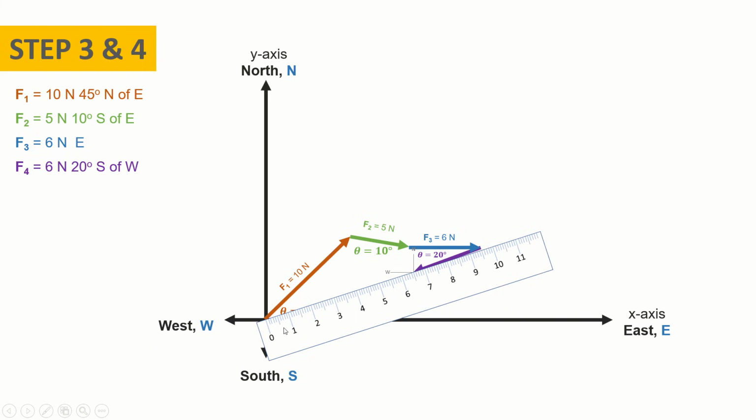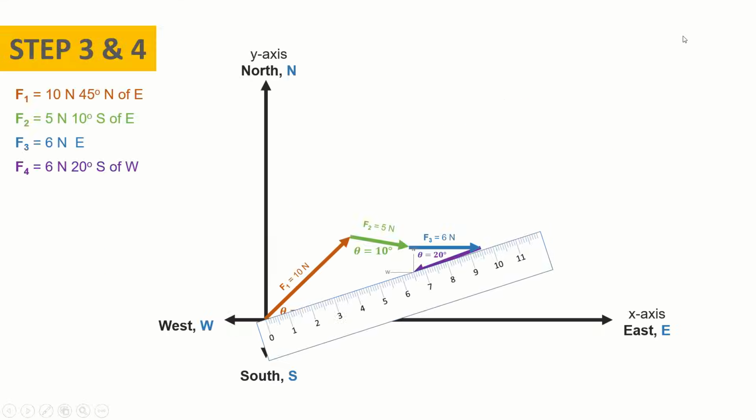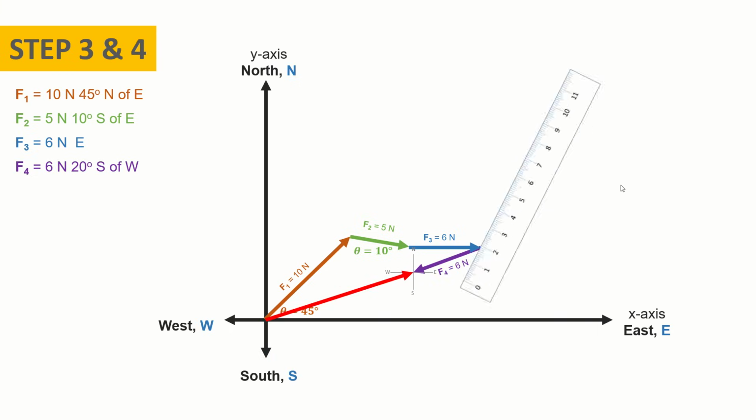While you are sketching, you can already measure the magnitude of your resultant vector. So, let us count the magnitude of the resultant vector. We have 1, 2, 3, 4, 5, 6, 7, 8, 9, 10, 11, 12, 13. Therefore, the magnitude of our resultant force vector is 13 newtons. So, that will be our resultant vector, which is 13 newtons.